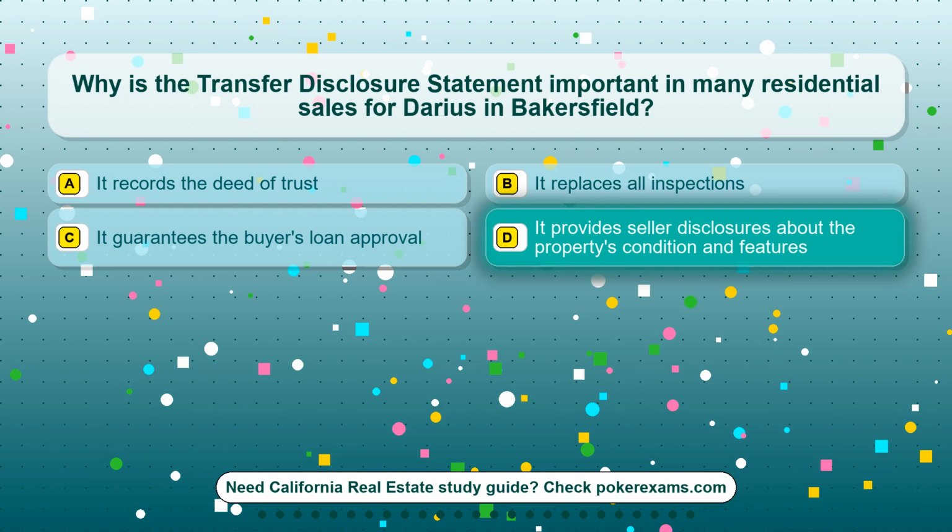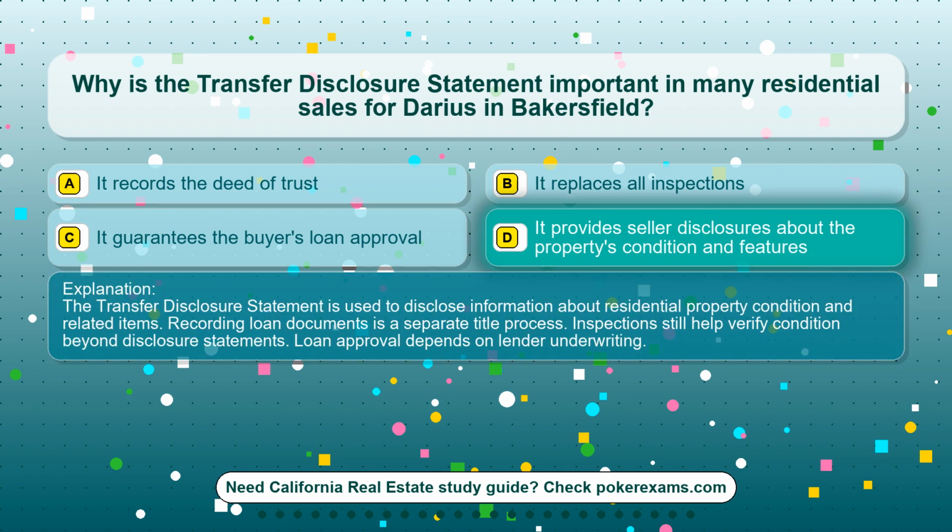The correct answer is option D. It provides seller disclosures about the property's condition and features. The transfer disclosure statement is used to disclose information about residential property condition and related items. Recording loan documents is a separate title process. Inspections still help verify condition beyond disclosure statements. Loan approval depends on lender underwriting.